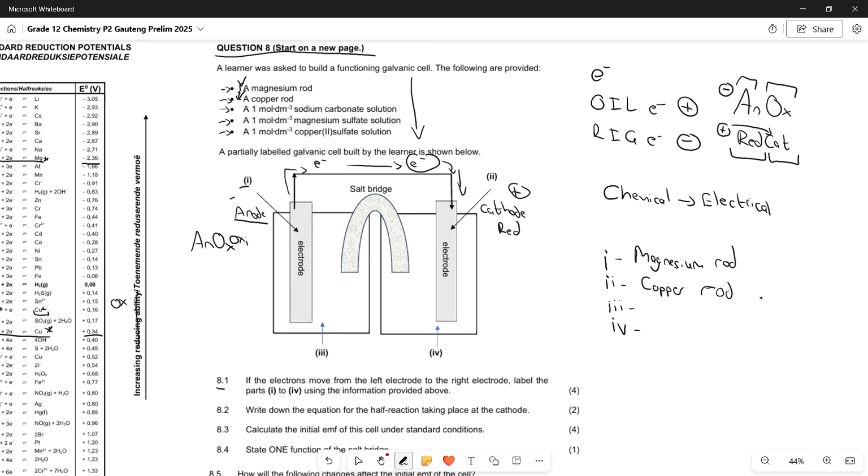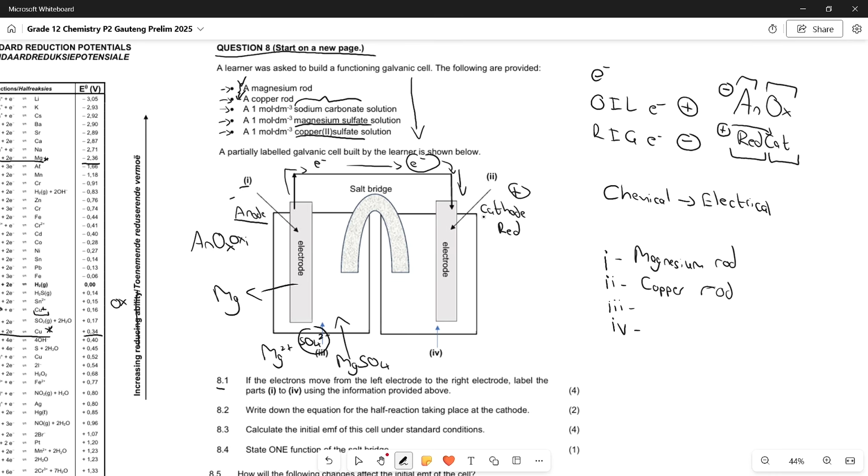Now we just have to see which solution would work best with each of them. Because as we can see here, we have magnesium sulfate and copper 2 sulfate. Sodium carbonate is the odd man out because it doesn't have the same metal as the rod. Usually we would take the magnesium sulfate and put that in the solution with the magnesium electrode, okay? Because when we put in our MgSO4, these two break off, which means we get Mg2+ ions over there, and then SO4 2- spectator ions over there.